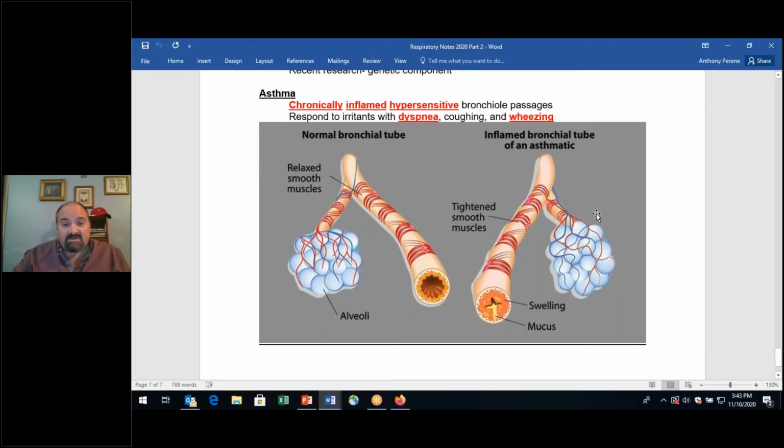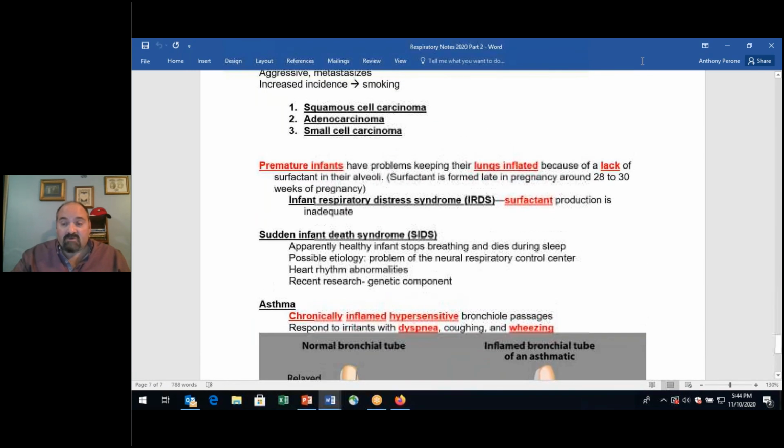Asthma: this gives you a nice graphic regarding a normal bronchial tube and an inflamed bronchial tube in an asthmatic. You'll see that there's inflammation, swelling, edema, and excess mucus production, and the smooth muscle of the bronchi contracts. As a result, this can affect the movement of air in the respiratory system and affect their ability to ventilate as well as to respirate. That's it as far as these notes.